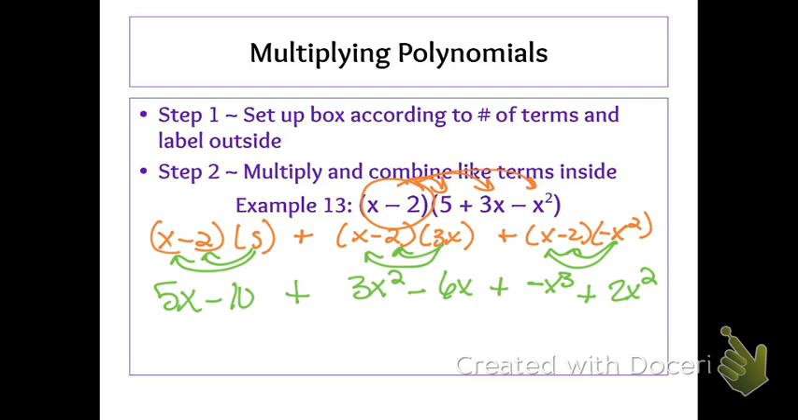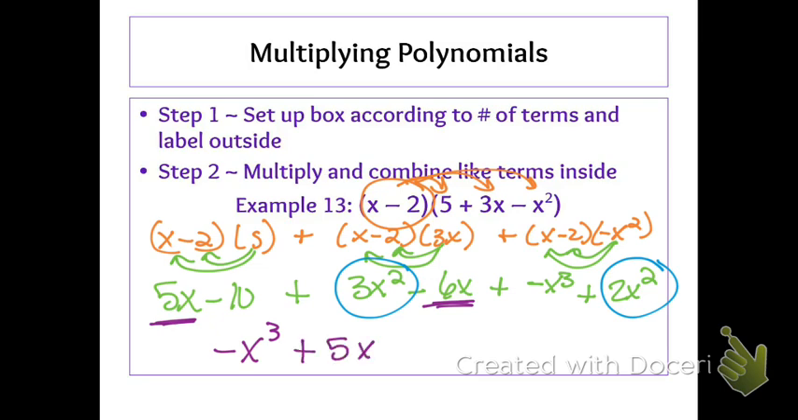And just like we did before, we're going to go through and look for like terms, and we're going to write the highest degree term first, and then we will combine our like terms and rewrite this whole thing from highest degree to lowest degree. So just like in the past where we were working with binomials times binomials, you can do the area model or you can do the distribution method. Either one, that's up to you.